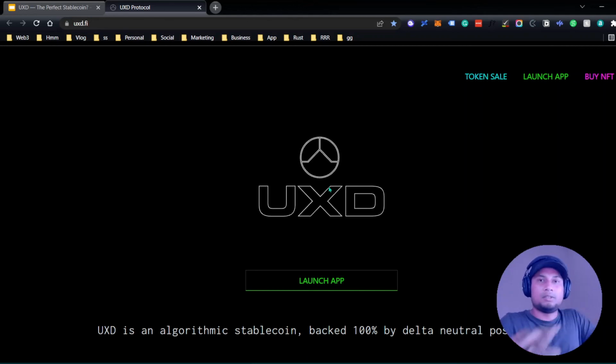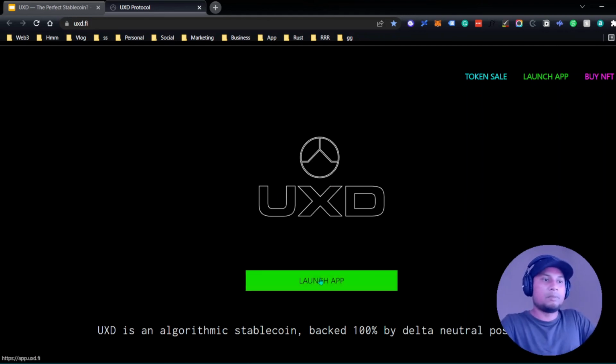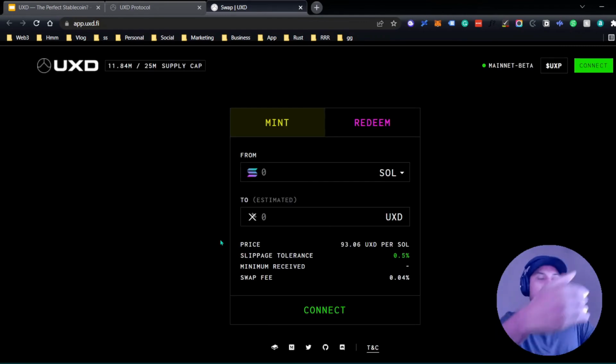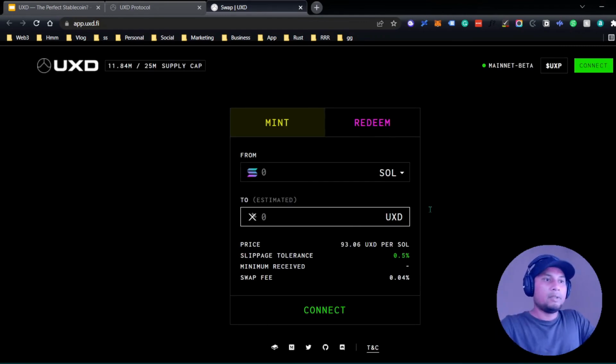I'm pretty confident. When I see those investors backing a protocol, I'm pretty confident that it's much better than what we have right now. All right, but anyways.